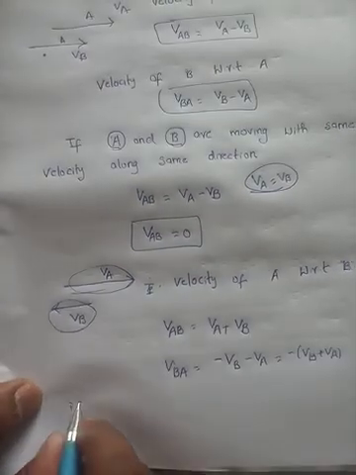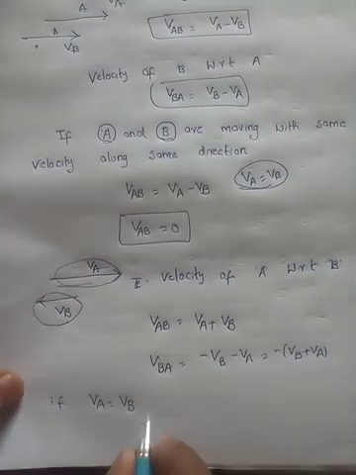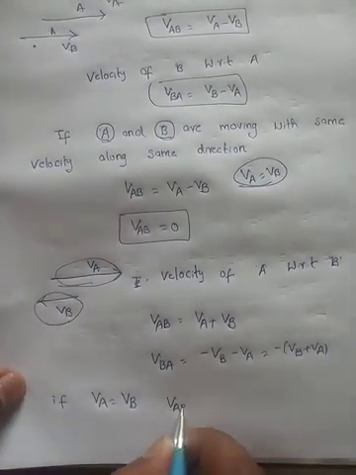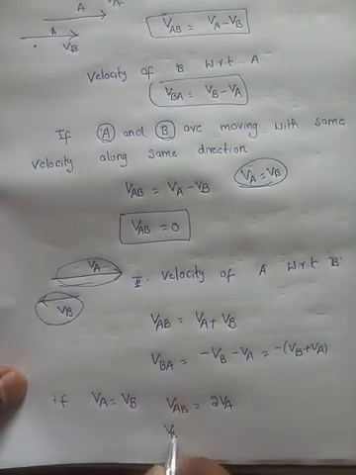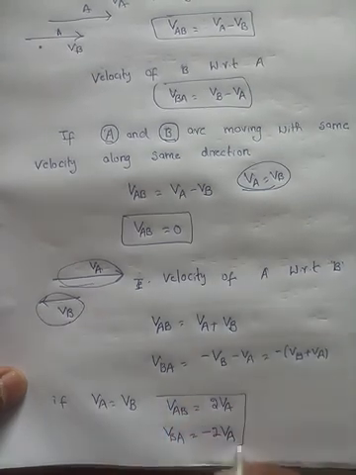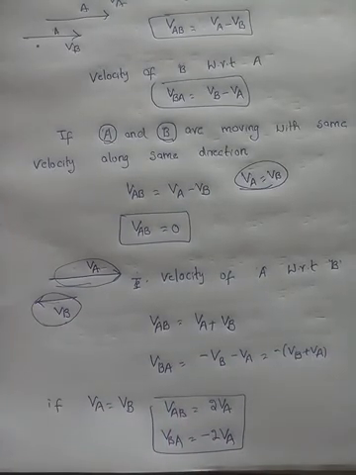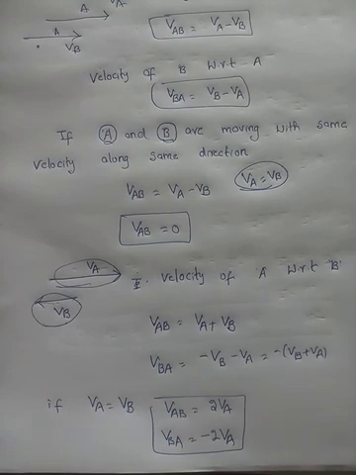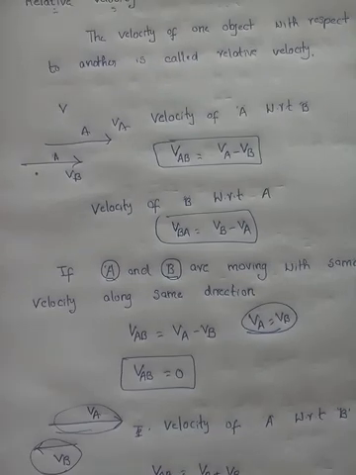For example, if both are moving with the same velocity, VA is equal to VB, then what happens? VAB is equal to 2VA or 2VB. VBA is equal to minus 2VA or minus 2VB. So we feel that the other object is moving with double our velocity, and they also feel the same thing. If you do one problem based on relative velocity, you can get clarity.